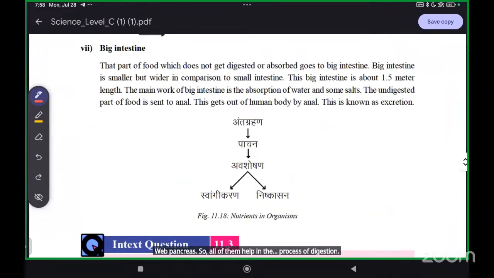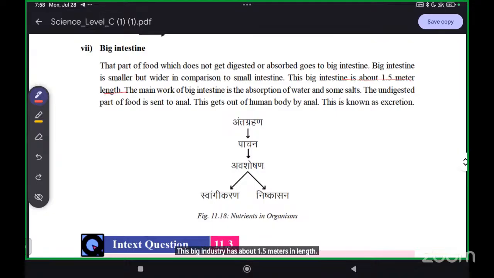Then you have, after the small intestine, the big intestine. The small intestine has one end attached to the stomach and the other end attached to the big intestine. That part of food which does not get digested or absorbed goes into the big intestine. The big intestine is smaller in length but wider in comparison to the small intestine. It is about 1.5 meters in length.